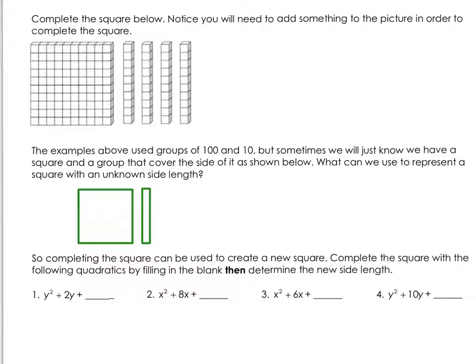Okay, so completing the square can be used to create a new square. And you can complete the square with the following quadratics by filling in the blank and then determine the new side length. So we're going to do these together and think about, if I have y squared, how can I add two y's to make it still look like a square? And what will I have to add to my picture? So we're going to do those some more in class.